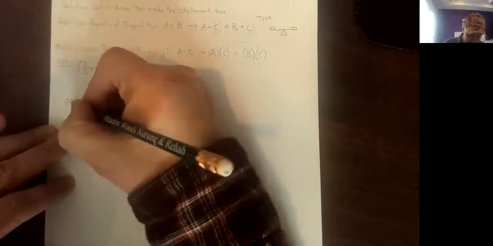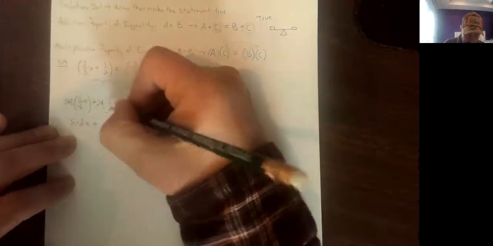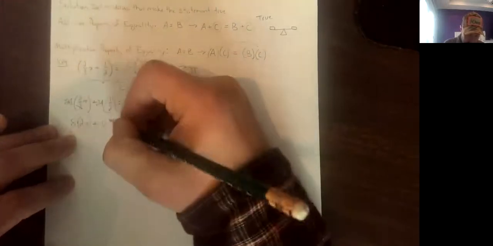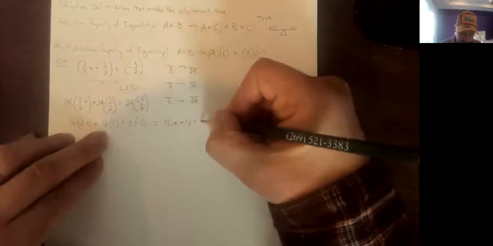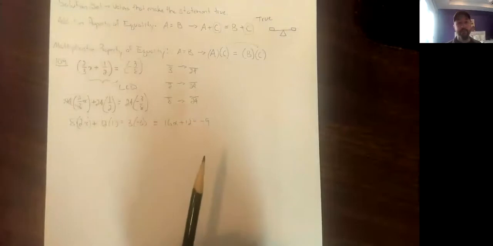So 3 goes into 24 8 times, and then 2 goes into 24 12 times. I better do parentheses so you see what's going on. And then 8 goes into 24 3 times. And then you are left with 8 times 2 is 16 plus 12 equals -9. And you can easily solve that.